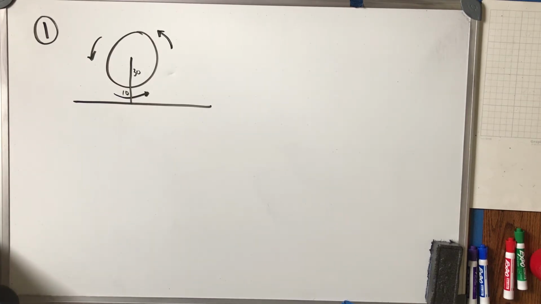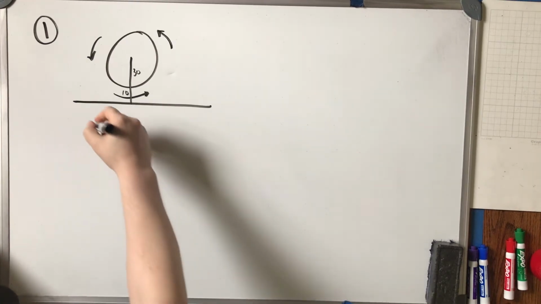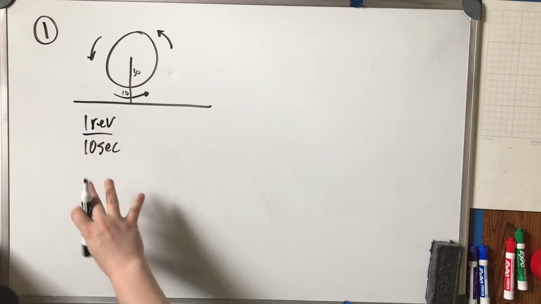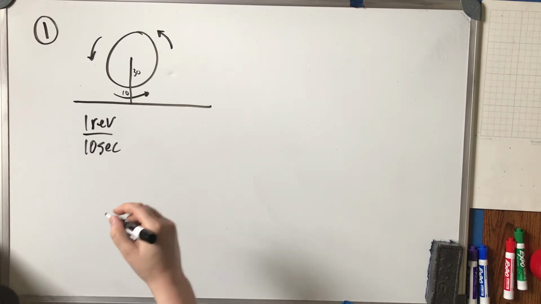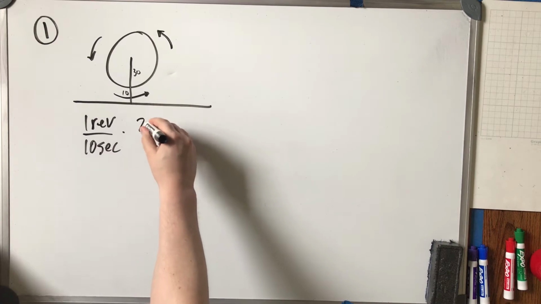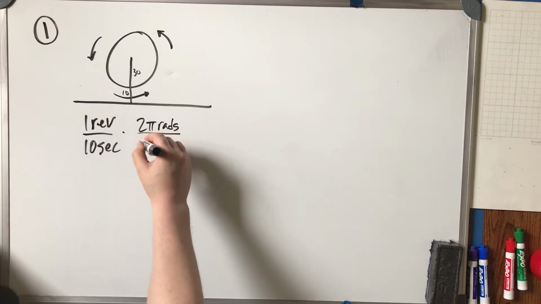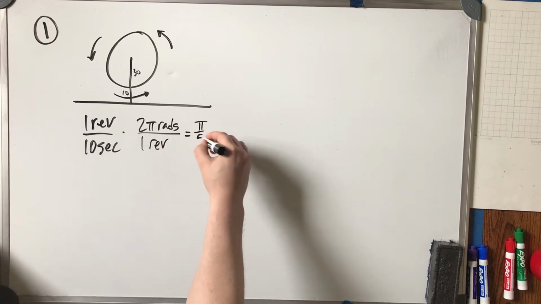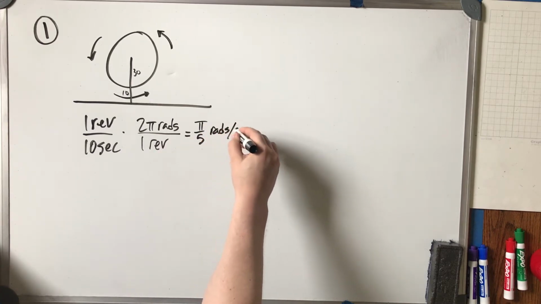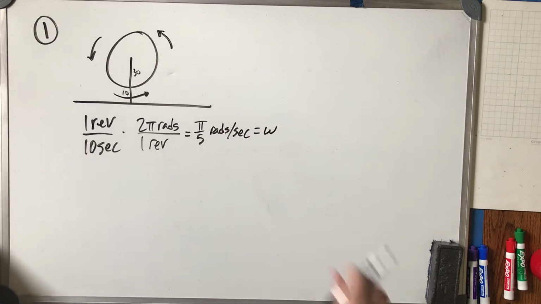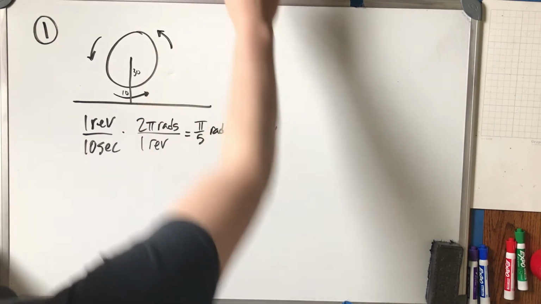Next, we want to figure out the angular speed of this thing. So if it's doing 1 rev every 10 seconds, then we need to turn this into radians per second, or radians per time unit. Doesn't really matter if it's seconds. So I'm going to do times 2 pi radians every 1 revolution. If I simplify, this is going pi over 5 rads per second. And this is going to end up being the omega that we use in our equation later on.